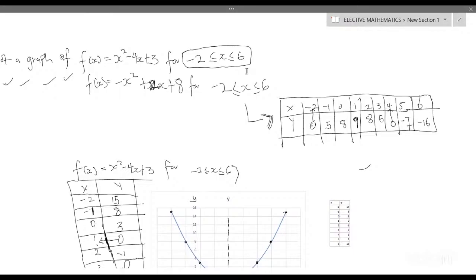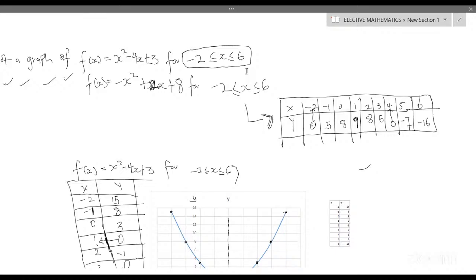That's true. When x was 1, y was 9. Exactly. When x was 2, y was 8. Exactly. When x was 3, y was 5. When x was 4, y was 0. Exactly. When x was 5, y was negative 7. Exactly. And the last one, when x was 6, y was negative 16. Brilliant.